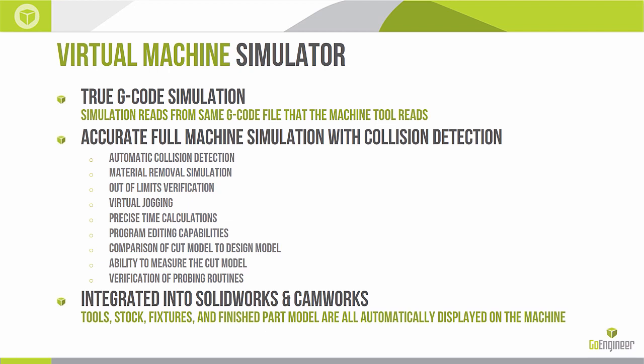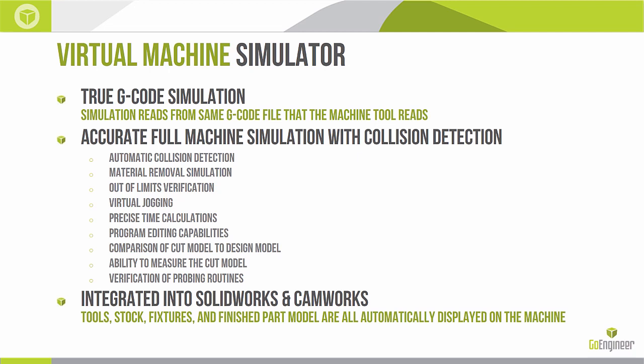The Virtual Machine Simulator for CAMWorks is a true Gcode machine simulator. This means that it simulates reading from the exact same Gcode file that CNC programmers and operators are loading into their machine tools. This is in stark contrast to a typical simulation in a CAM program where the simulation is happening before the program even exists, before the Gcode file is created.